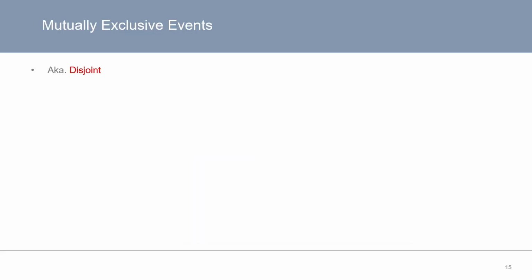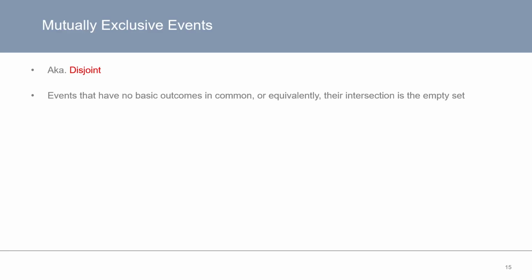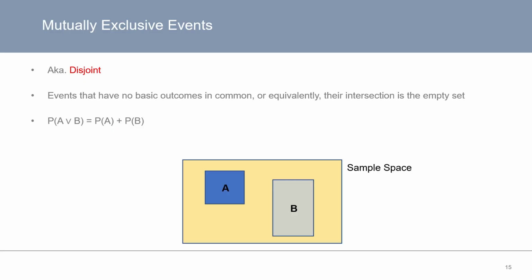Now let's move on to mutually exclusive events, also known as disjoint events. These are events that have no basic outcomes in common, or equivalently, their intersection is the empty set. This happens when you have a situation like this. The probability of A or B is just the sum of probability of A plus probability of B. In other words, there's no overlap. We can see that here in the same illustration of the probability space, that A and B have no overlapping region. So now we can label these events of A and B as being mutually exclusive events, since they don't ever happen at the same time.